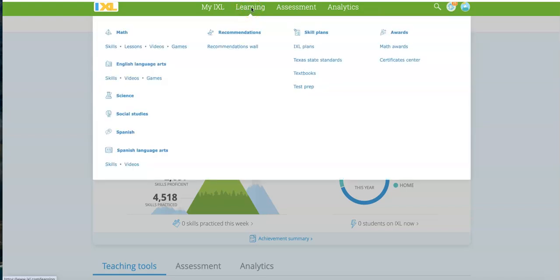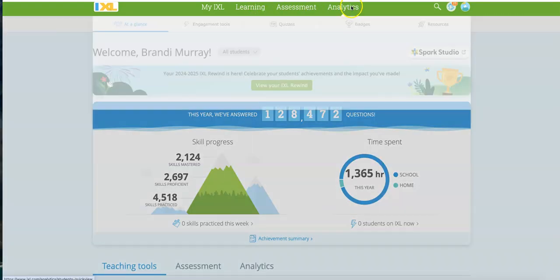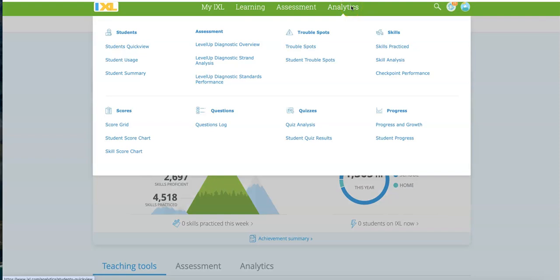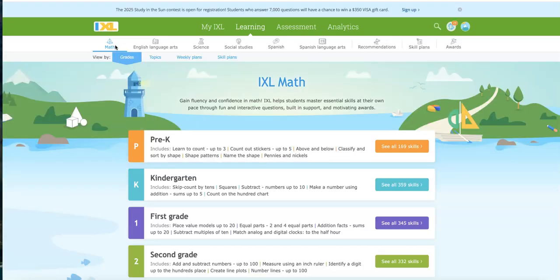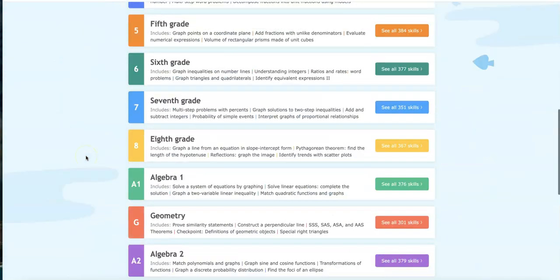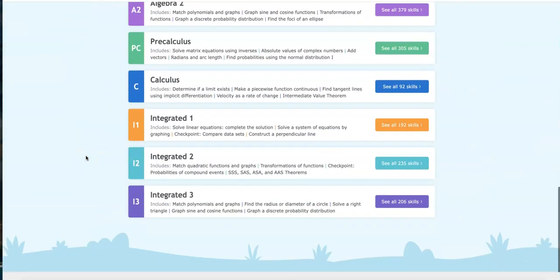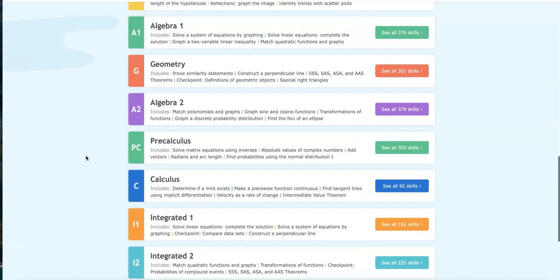I definitely use the learning. That's where I go and click on what lessons I'm going to give them. And then analytics is where I go to look at my students' grades, progress, and so forth. So I'm going to go into the learning, and I teach math, so I would go into the skills part of it. As you can see, it starts at pre-K and goes all the way into much higher levels than I need.